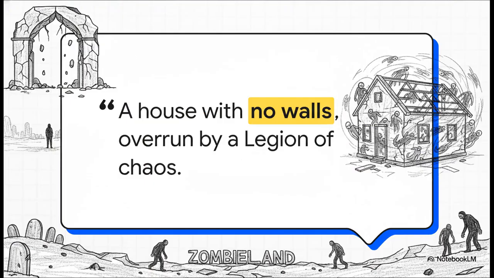And this is the perfect picture of this man's state, isn't it? It is a complete and total structural failure. He lives among the tombs, a place of death, totally cut off from everyone. He's a house with absolutely no walls, no boundaries, a place where a legion of chaos has completely taken over. It's like a spiritual zombie land. It's a terrifying portrait of what happens when the very structure of a person's soul is annihilated.